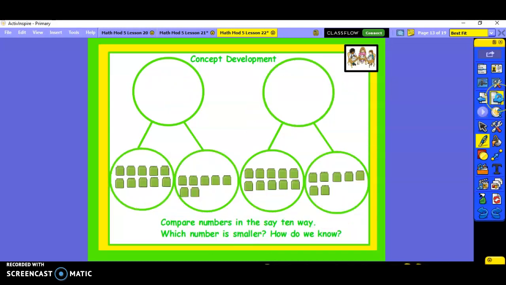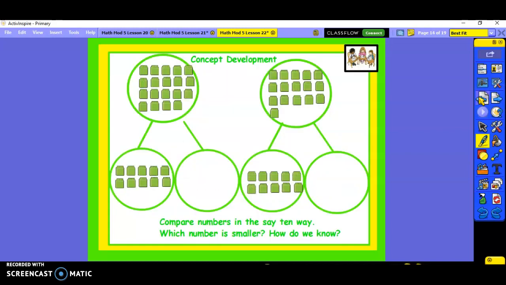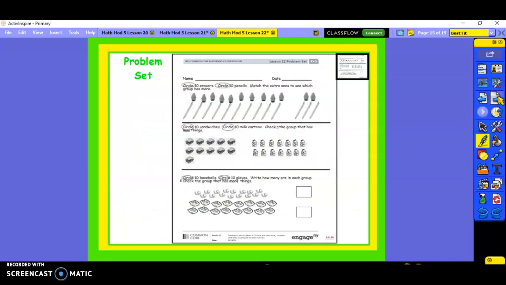We're going to move on to your problem set. You can go back and do these with your mom and dad if you want help comparing your numbers. But we're going to move on to our problem set today. For your problem set, they want you to circle the 10. You're going to be looking at sets of objects, circling 10 and counting your extra ones to see which group has more or which group has less. I'll be back with you in just a minute to finish explaining your problem set.